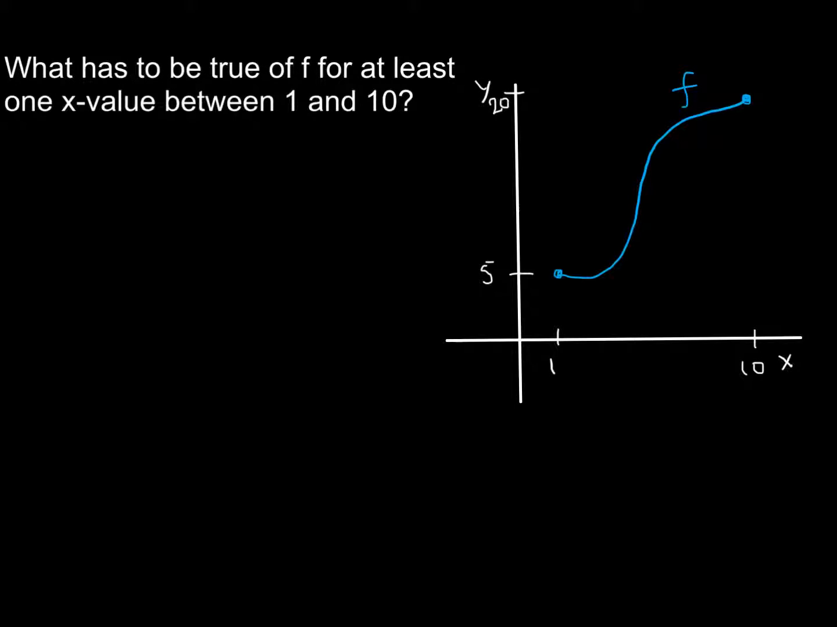Alright, so to start us off, let's take a look at this situation. The function f is graphed over to the right. It is a continuous function. And the question that I have for you is, what has to be true of f for at least one x value between 1 and 10? Or, more simply put, just what has to be true about f. Think of the first most obvious thing that comes to mind and jot it down.